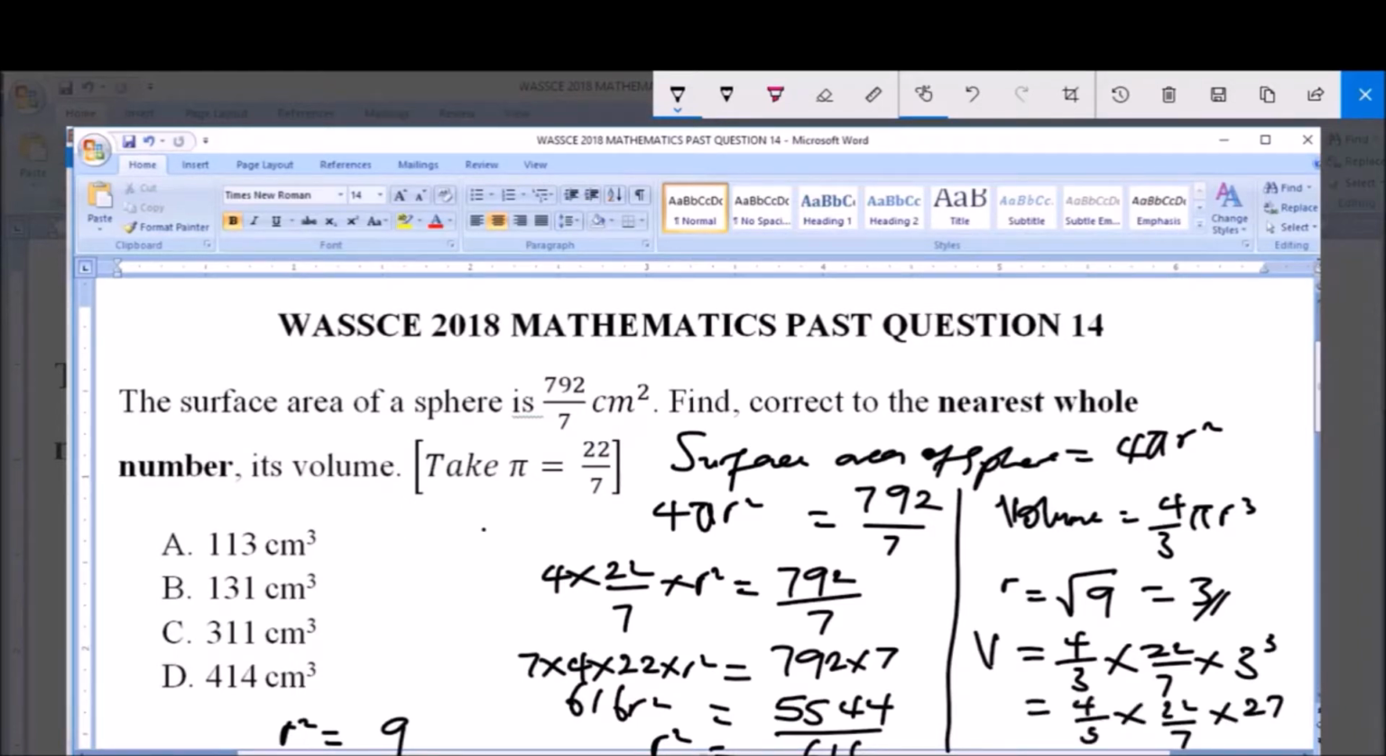Now 3 here, 1, 3 and 27 will give us 9. So we have 4 times 22 times 9 all over 7, and this is equal to 792 all over 7, and this is equal to 113.14 centimeter cube. But looking at the question, it says to the nearest whole number, and so to the nearest whole number it will be approximately 113 centimeter cube, and that is option A.